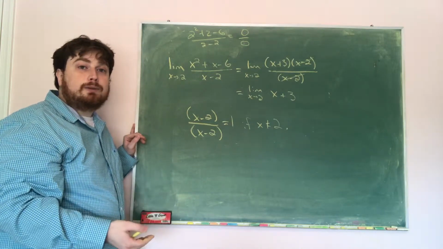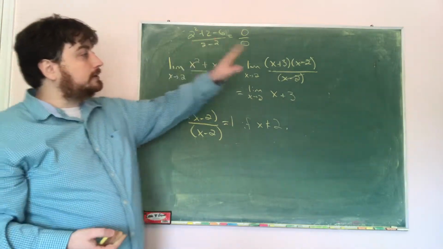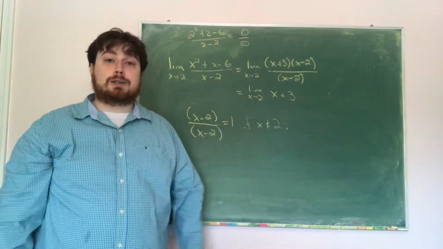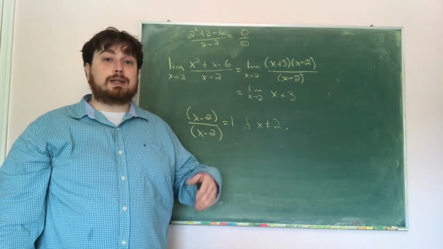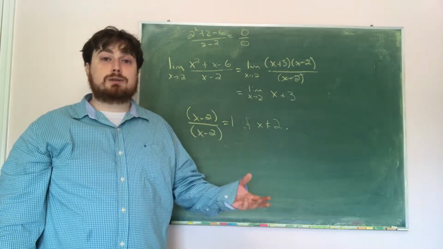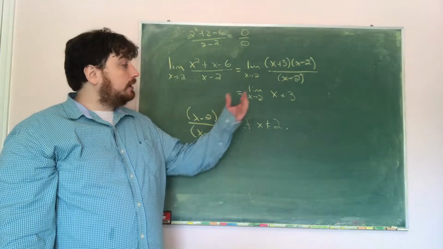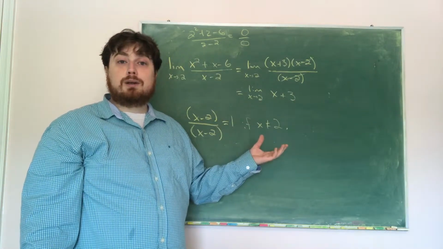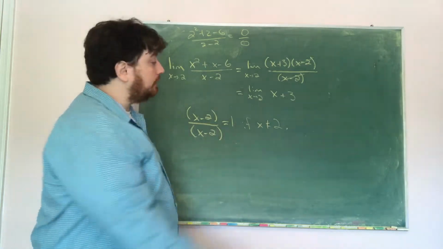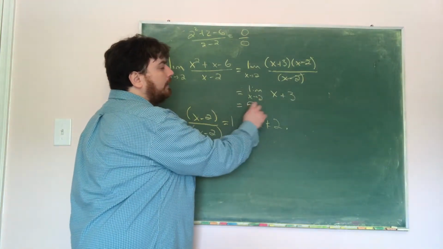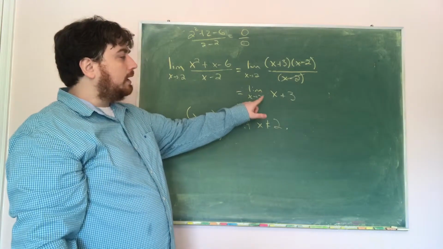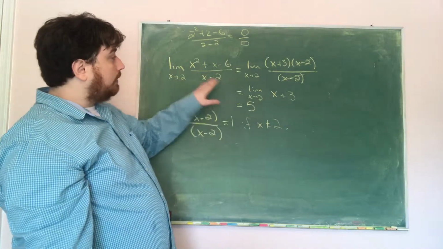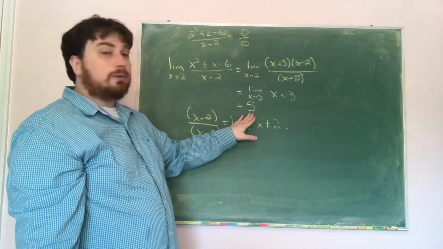So now I was able to notice that because I don't care what happens exactly at 2, I can cancel these terms out, and now I'm left with a new limit. So I start my process over again. The limit as x goes to 2 of x plus 3: I want to plug 2 in. If I plug 2 in, I get 2 plus 3 is 5. Because I get a number, I know that x plus 3 is continuous at the point 2. So this limit is equal to 5. So this original limit is equal to 5.